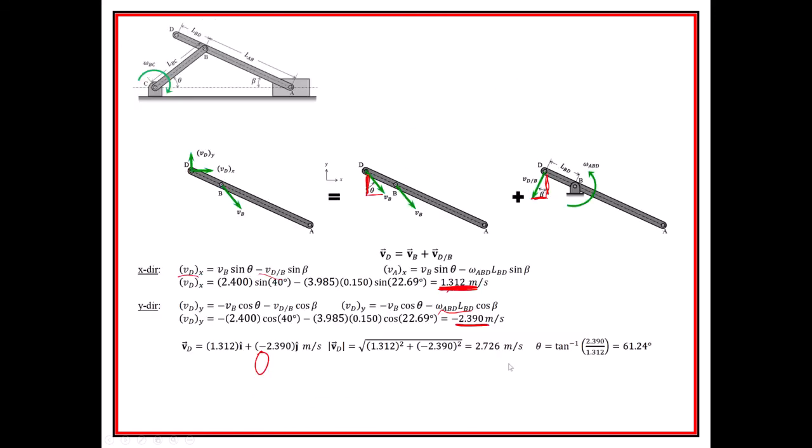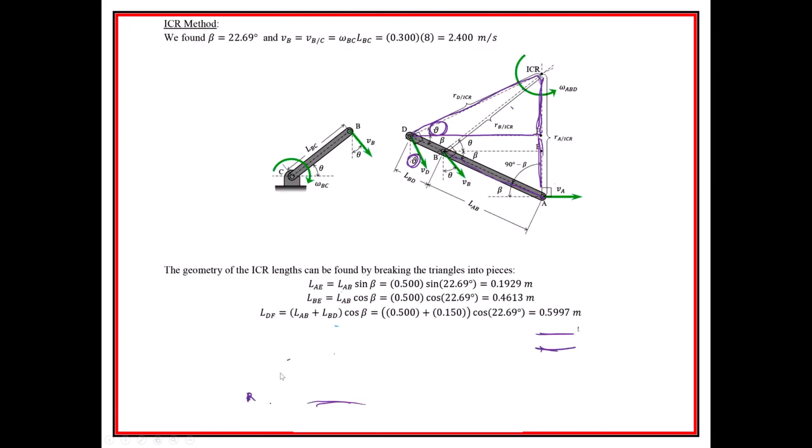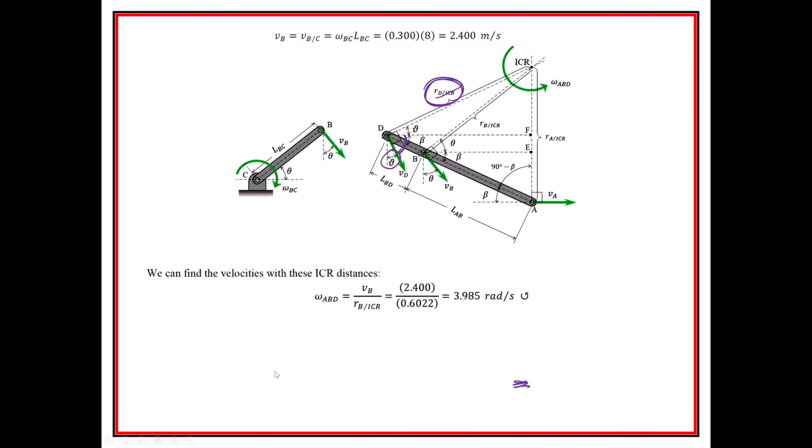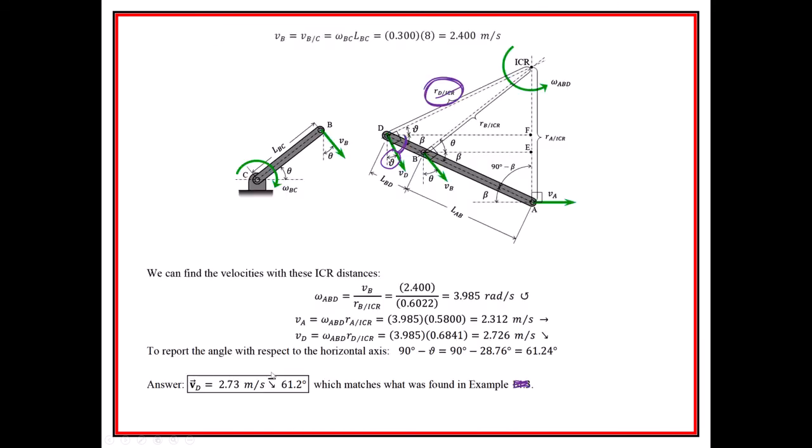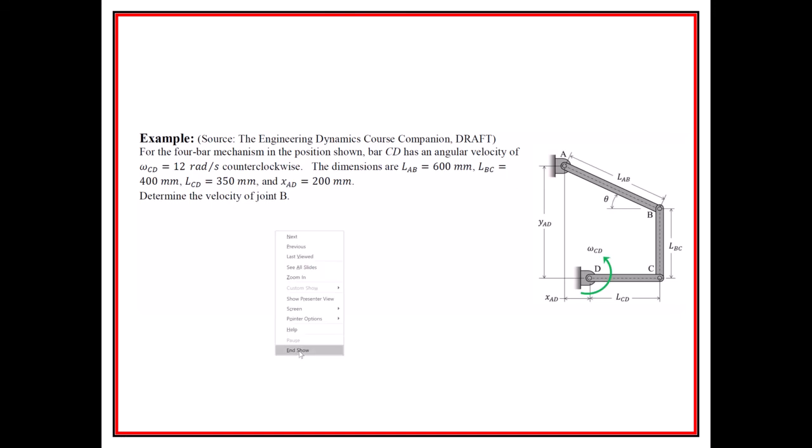So taking a look at the results down here, we had 2.73 and 61.7 degrees, and here we get the same thing. And then I'll do one more example. So this is the end of this one.